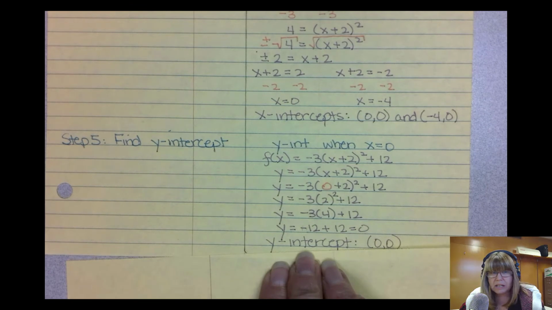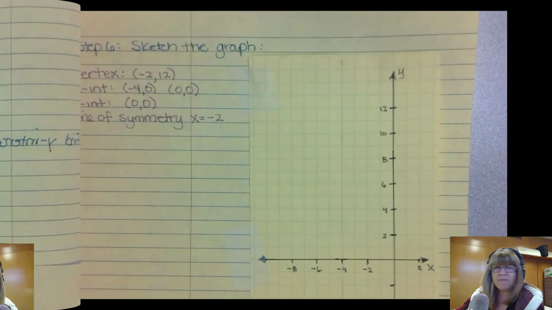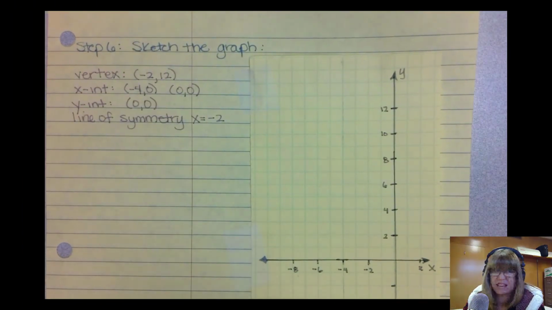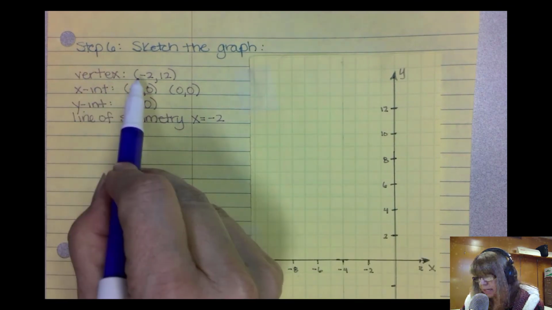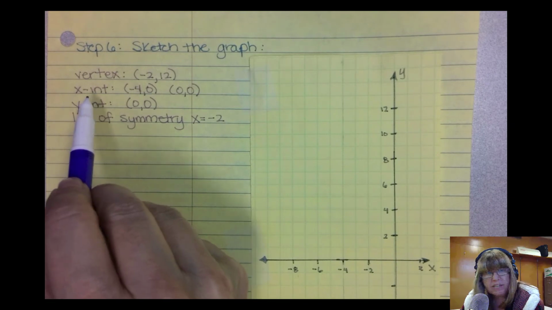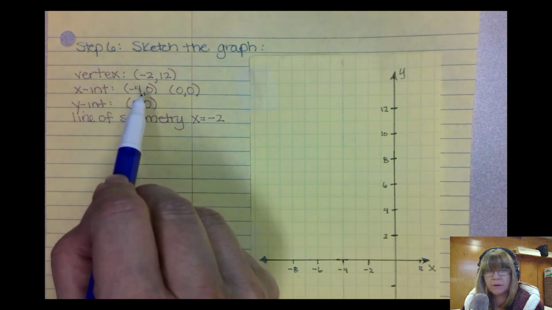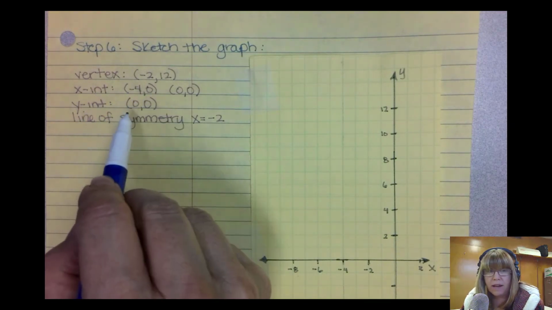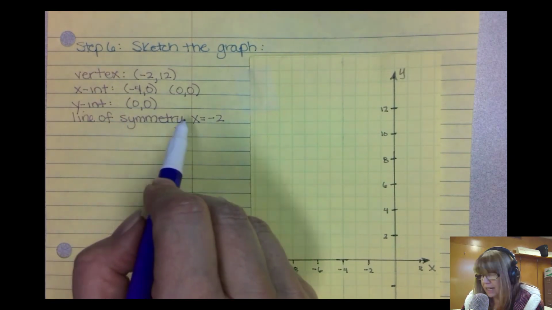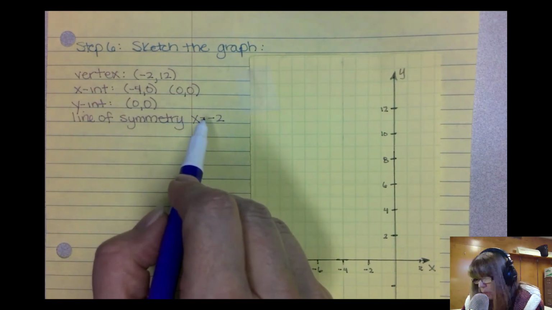All right, we're getting there. We just have another step to go. We're going to actually sketch the graph. Here's all the information that we gathered from the previous 5 steps. We know our vertex is (negative 2, 12). We know that our x-intercepts are (negative 4, 0) and (0, 0). Our y-intercept is (0, 0). Our line of symmetry is x equals negative 2, and there's one more thing we know.